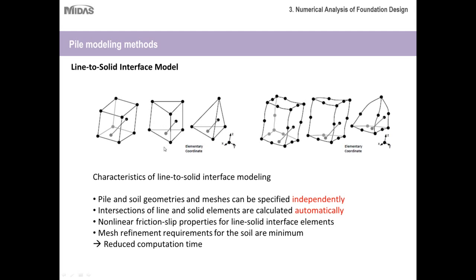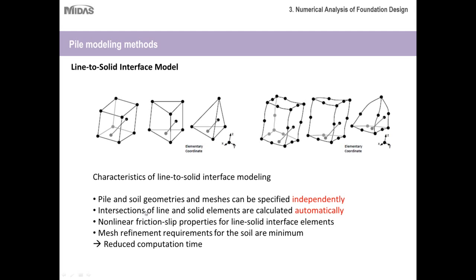Now the advantage of using line to solid interface is that you need not worry about the nodal connectivity. So this means pile and soil geometries and meshes could be done independently. So once you have modeled this geometry independent of each other and then you do the meshing, the program will automatically create nodes as per the meshing of the neighboring strata onto the embedded element, or based on the embedded element onto the adjacent or the surrounding soil strata. So in this way it makes the modeling process very easy.